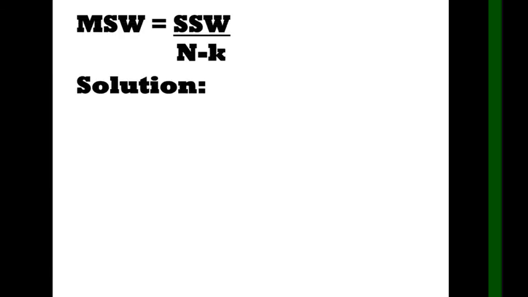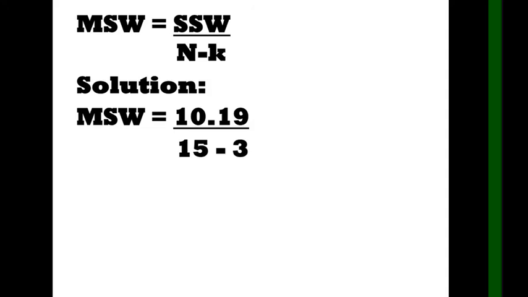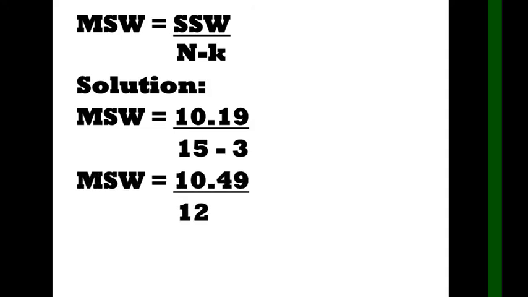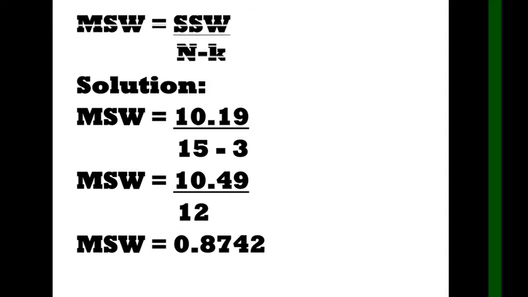For the MSW, we have SSW over N minus K. Our SSW is 10.49. We computed already this one. N is the total number of observation, which is 15, and the number of group, which is equal to K, is 3. So 15 minus 3. And we will get 12, divided to get 0.8742.